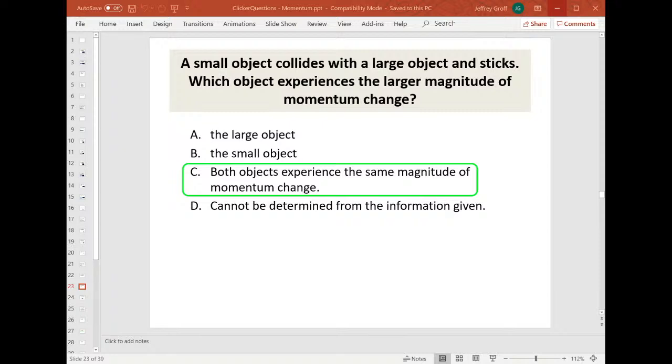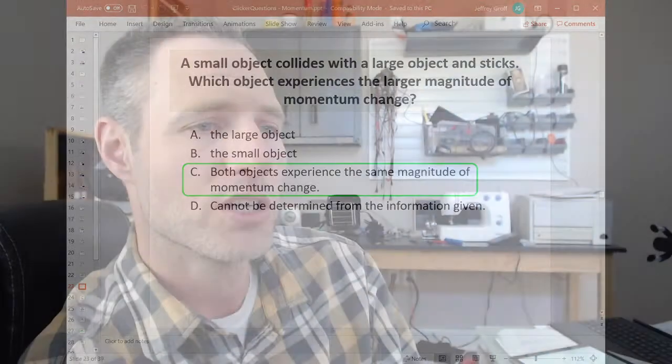Momentum change is synonymous with what? Can you put it in the comments? What's another name for change in momentum? Can you put it in the comments?